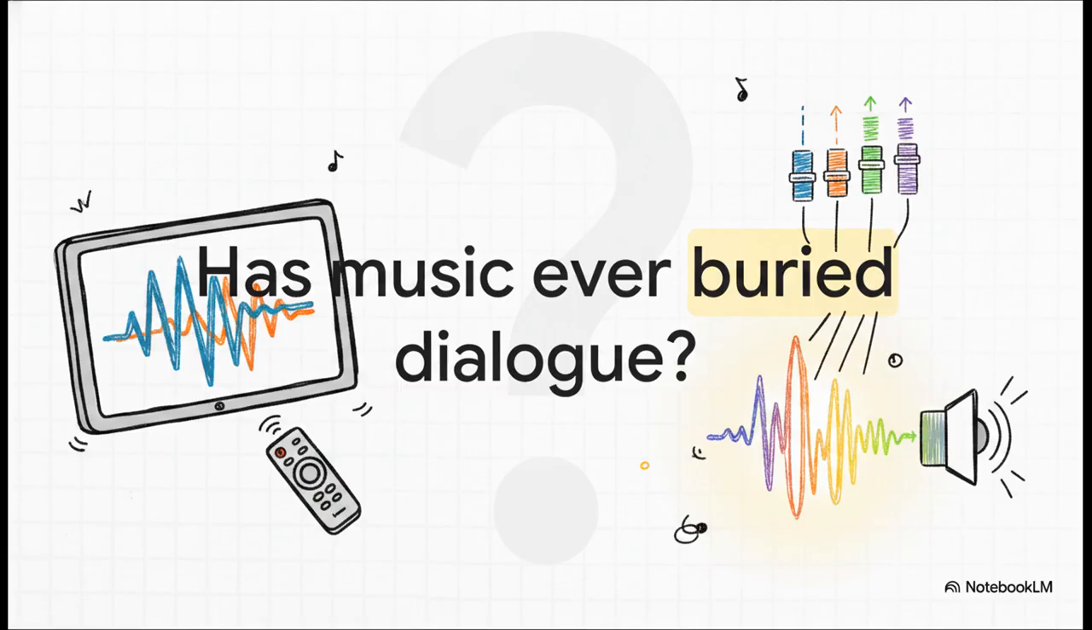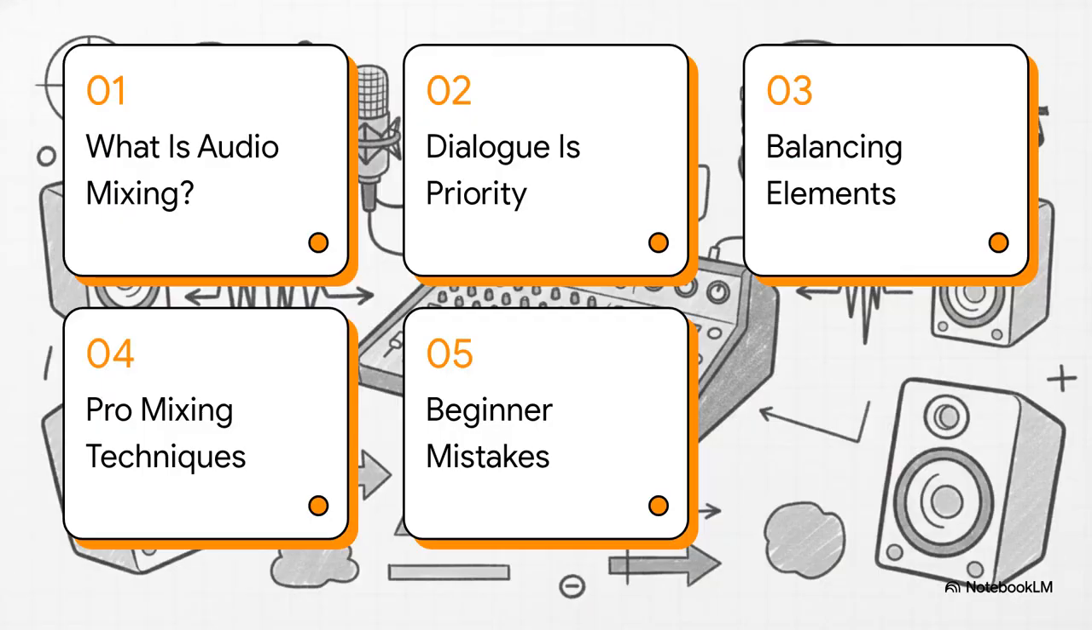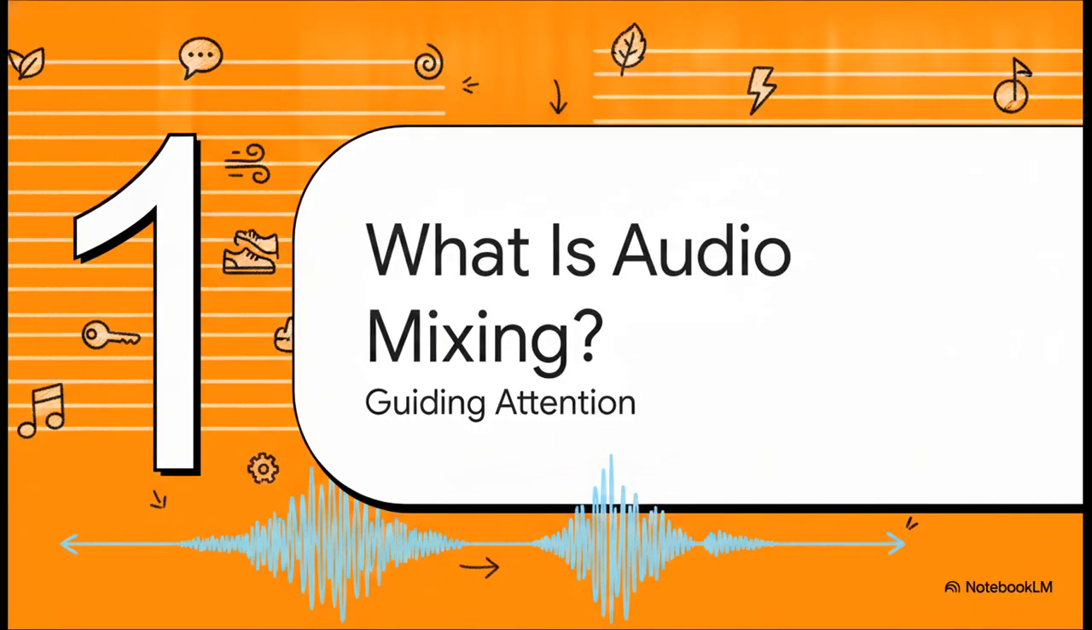Because to cure these really frustrating amateur mistakes, we have to learn how to combine all of our isolated sounds into one polished, unified track. You see, it's not just about recording good audio, it's really about how those pieces of audio interact with each other. So here is our roadmap for this explainer. We're going to define what audio mixing actually is, establish exactly why dialogue is a priority, look at balancing our other elements, explore some pro-mixing techniques, and then finally cover the common beginner mistakes you need to avoid. Let's kick things off with Section 1.